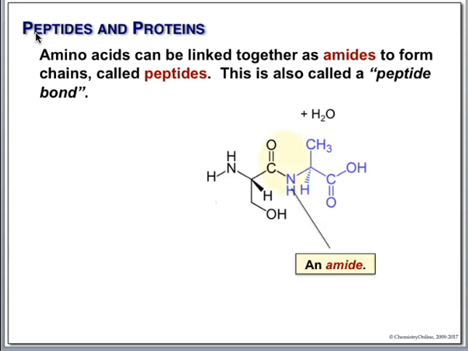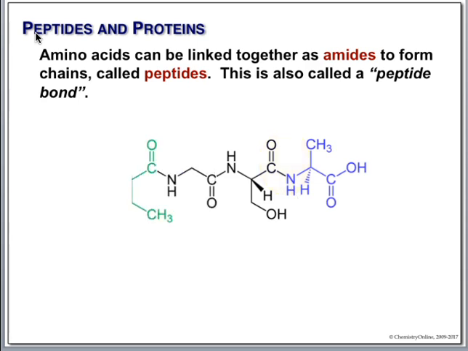I have now made the amide functional group, haven't I? And what I've done is I've taken two amino acids and linked them together. Now, this end is still an acid. This end is still an amine. I can do this over and over and over and over, can't I? Here I have stuck a leucine, a glycine, a serine, and an alanine all together to make what's called a peptide. A peptide is just a bunch of amino acids stuck together through amide bonds to form a chain.